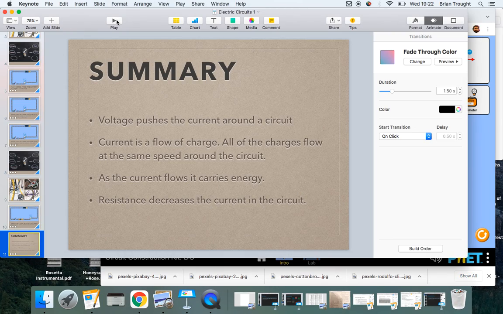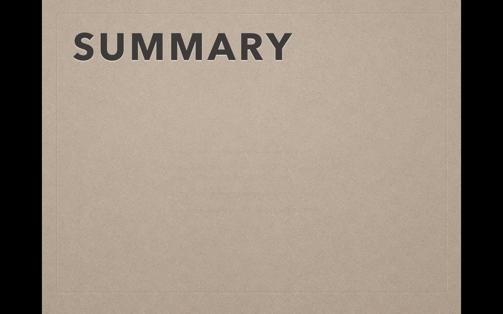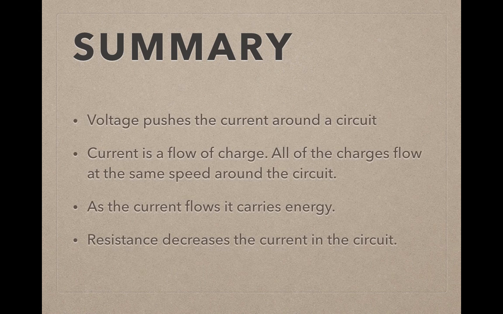All right, so let's summarize. There are 4 points. 1, voltage pushes the current around the circuit. 2, current is a flow of charge. And we've already stated that the charge flows at the same speed around the circuit. As the current flows, it carries energy, and a resistance will decrease the current in the circuit because it decreases how quickly those charges are flowing.